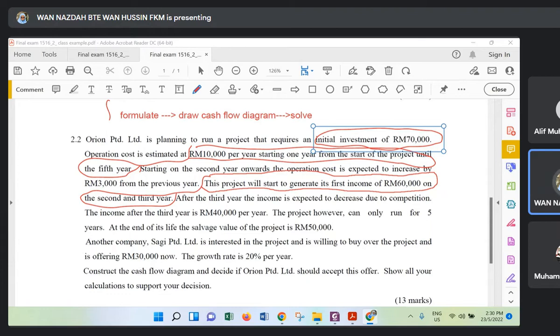Okay, Alif Muhaimin, he didn't say that the 40,000 starts from year 3. Read the question: after the third year. Okay. After the third year. That means not the third year. After the third year means starting at year 4.